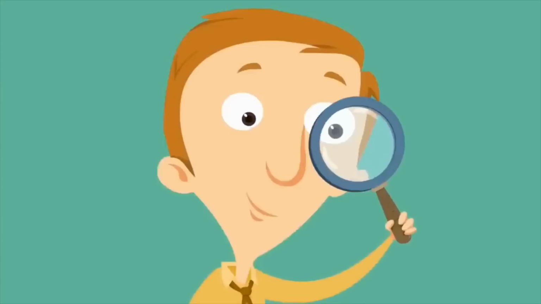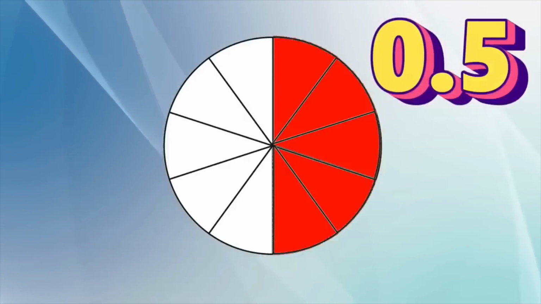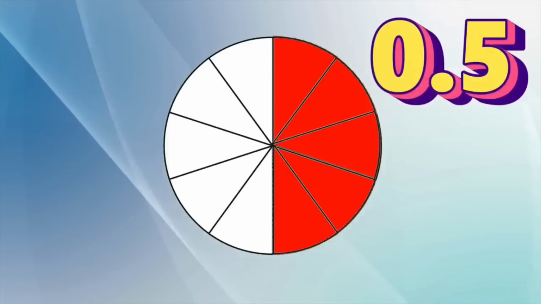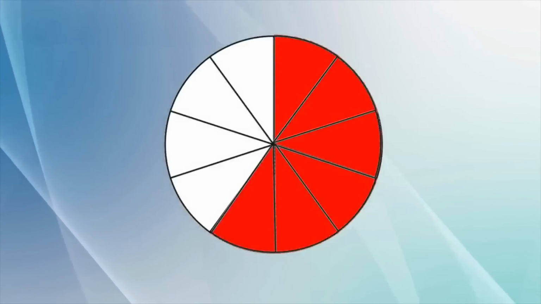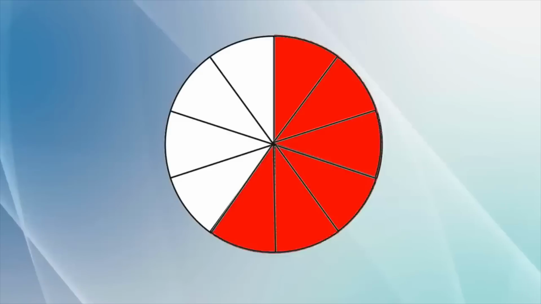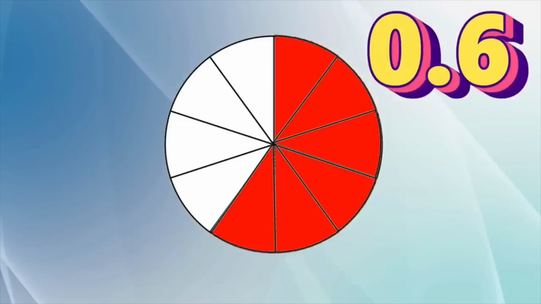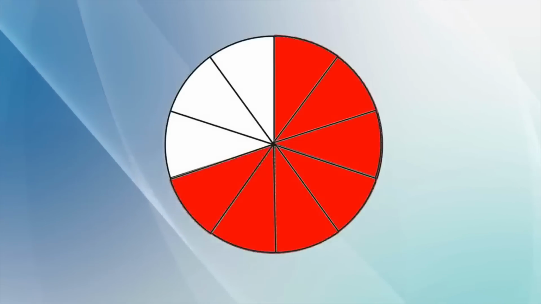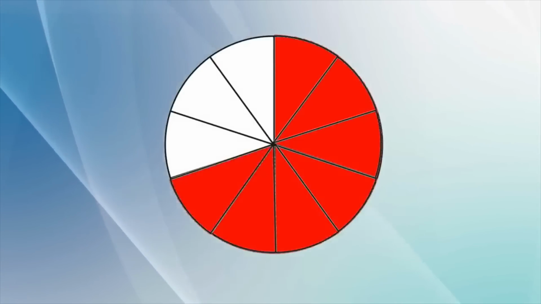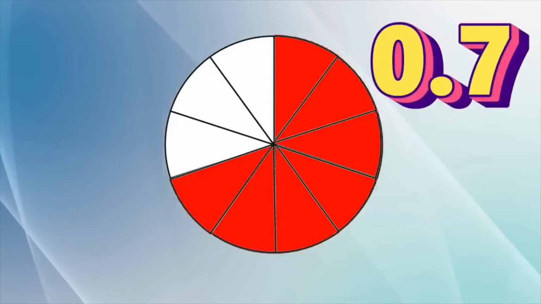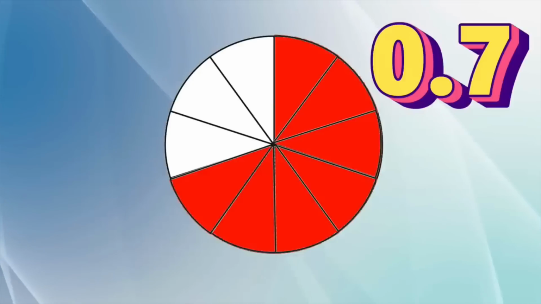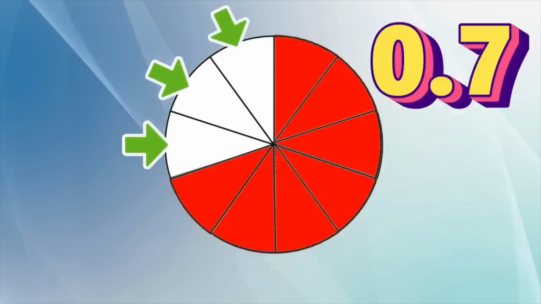Are you ready? So this is 0.5. It's exactly 1/2. If we color in one more tenth, what is this decimal? 0.6. Nice. 0.6. Whoosh! Another part was just colored in. What decimal does this show? 0.7. You got it. 0.7. We're just 3/10 away from having a full red circle.